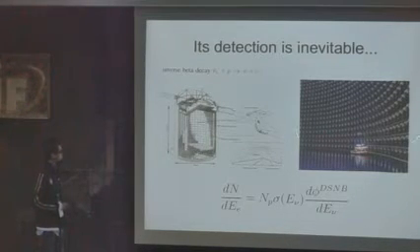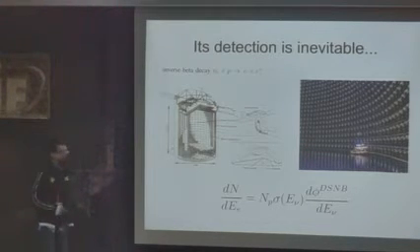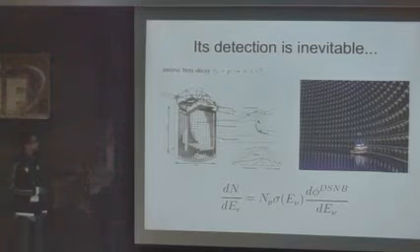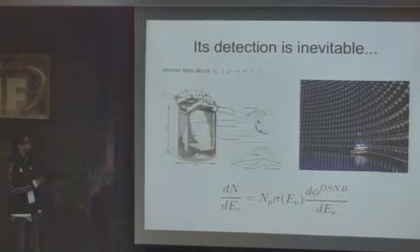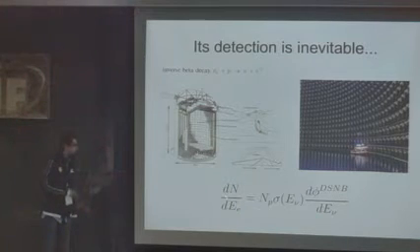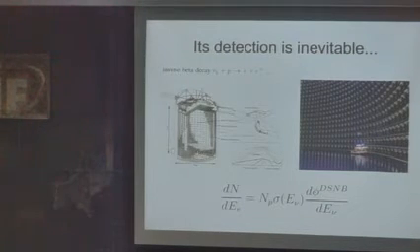Actually, there is a proposal to dope the water in Super Kamiokande with gadolinium in order to increase the neutrino capture on protons to produce inverse beta decay, and then you will have a cleaner way of detecting the antineutrinos coming from all this supernova neutrino flux.